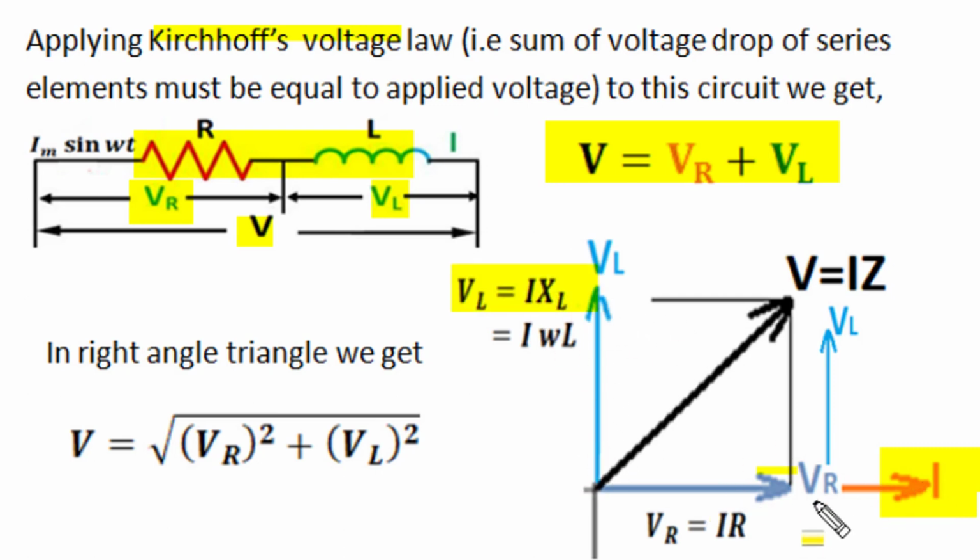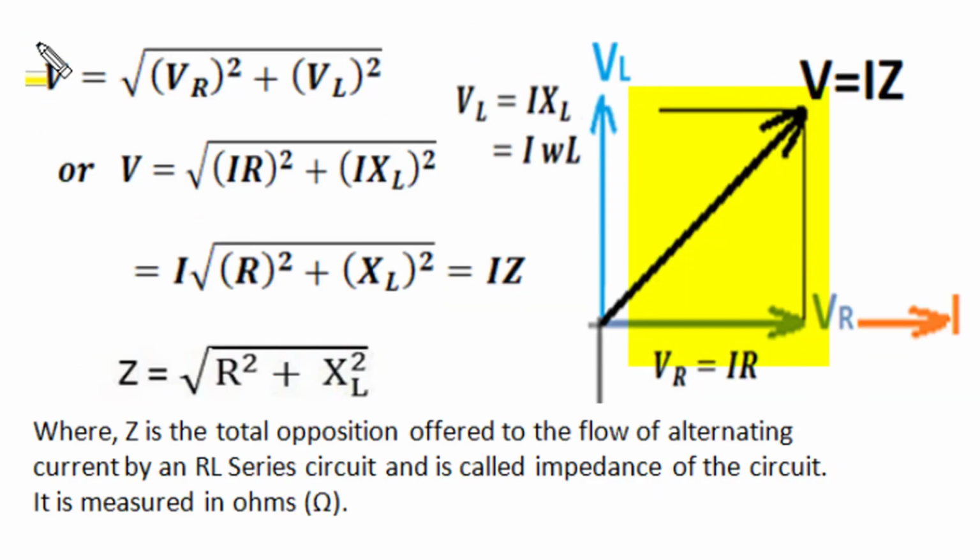Now these rotating phasors are just like simple vectors, and we take the tail of VL on the head of VR and connect the tail of VR and the head of VL as the sum of VR plus VL, and this is the total supply voltage. So in this right angle triangle, the total supply voltage is the Pythagorean combination of the base voltage VR and the perpendicular voltage VL, as given by this Pythagoras relation. This relation relates the voltage of the resistance, the voltage of the inductor, and the total applied voltage.